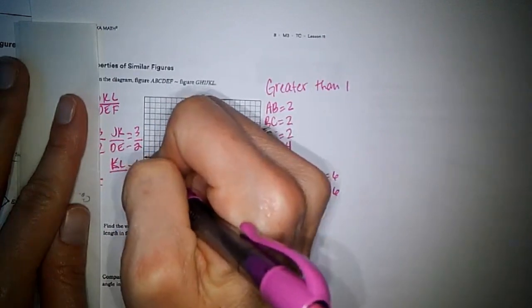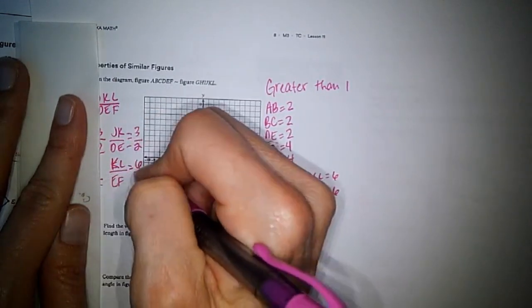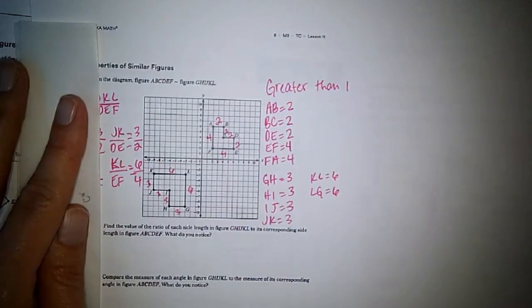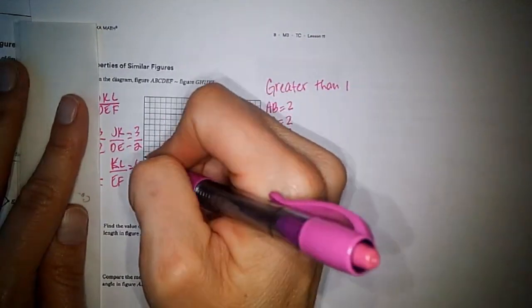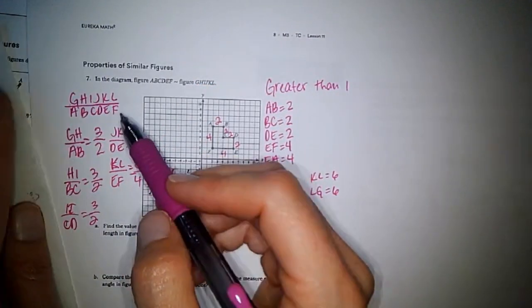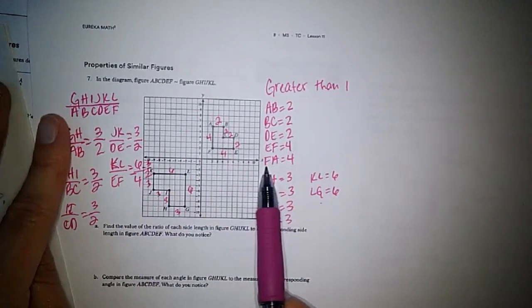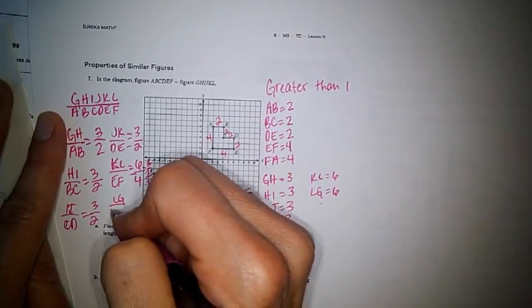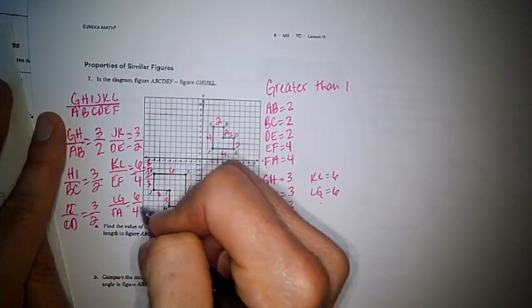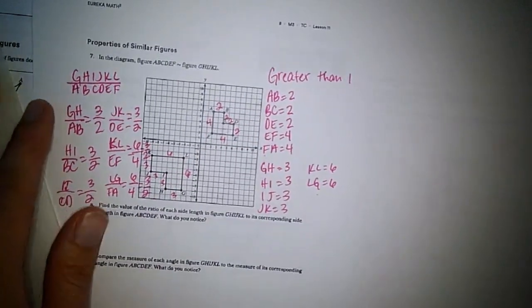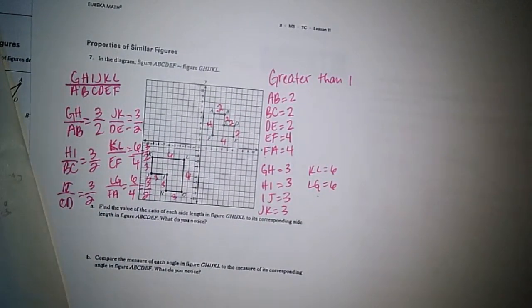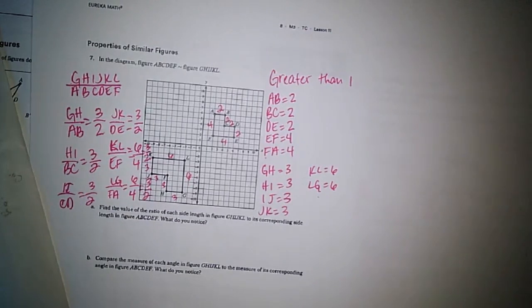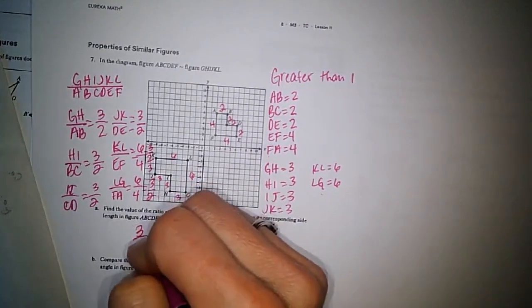Is that the same as 3 over 2? Is it? It is, simplified. So 6 over 4 is 3 over 2. Then we have the last one, which is going to be LG over FA. So 6 over 4, which is 3 over 2. What is the ratio of each side length? What's the ratio? What's the scale factor? 3 over 2. And what do you notice? The scale factor is the same for all of them, right?